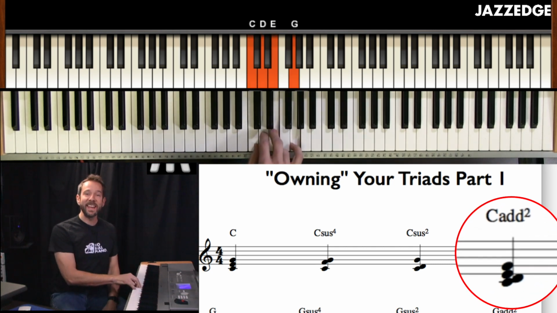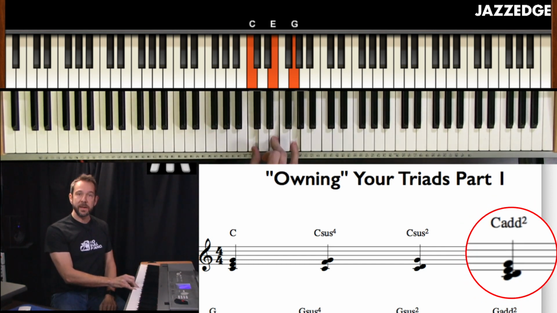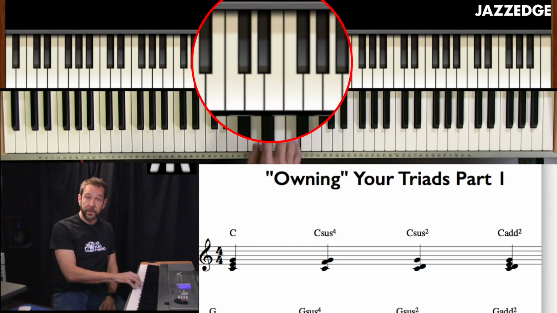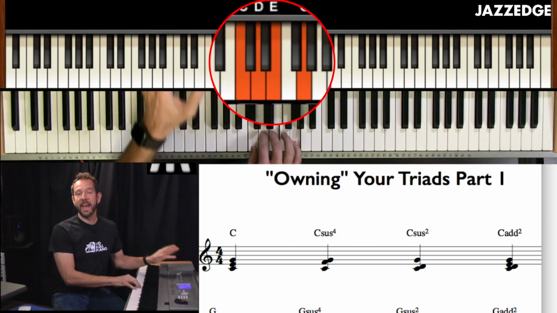This one at the end is a C add 2. So what I'm doing is adding an extra note. That's my C major triad, and I'm adding in the second. Remember, 1, 2, 3, 4, 5 from that major scale. Now something else that we call this is a C add 9.